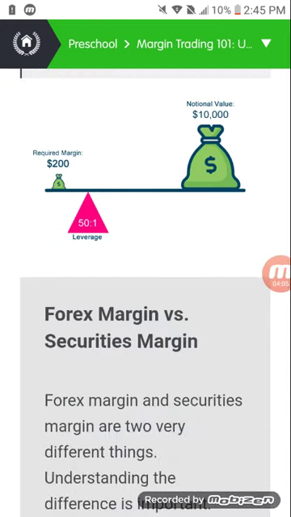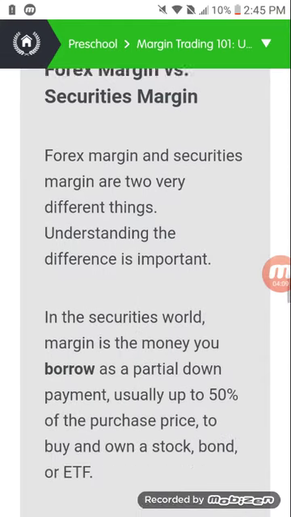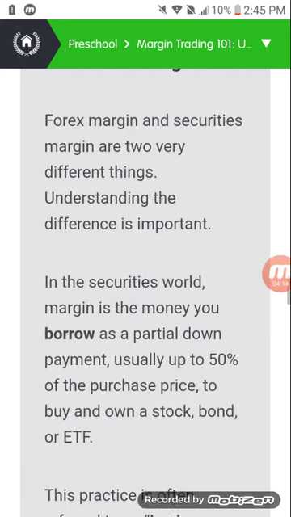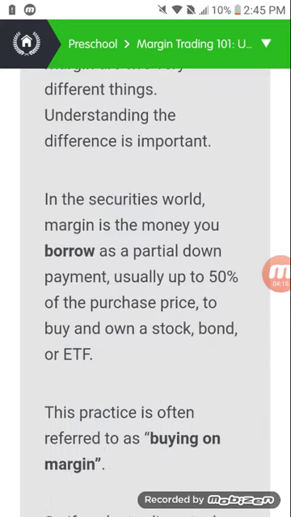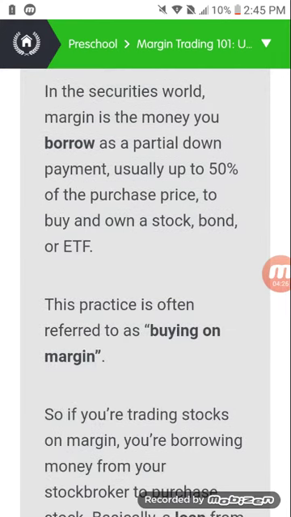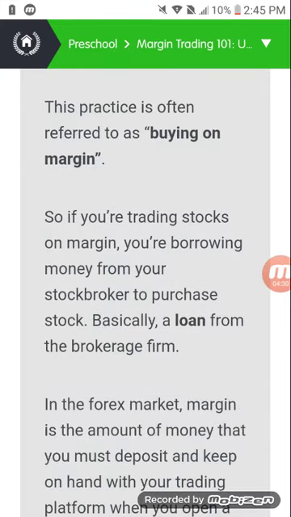Okay, so forex margin versus security margin. Forex margin and security margin are two very different things. Understanding the differences is important. In the securities world, margin is the money you borrow as a down payment, usually up to 50% of your purchase price, to buy and own stocks, bonds, or ETFs. This practice is often referred to as buying margin or buying on margin.